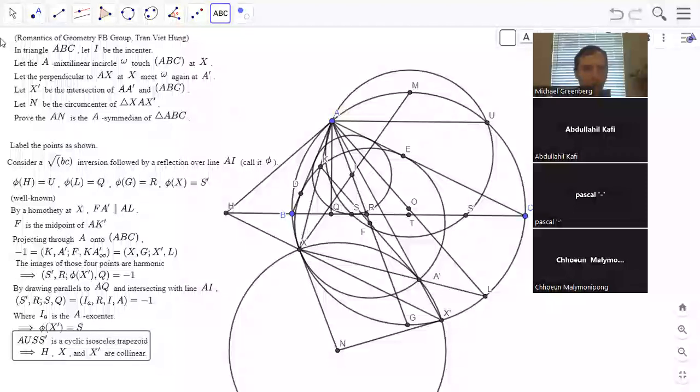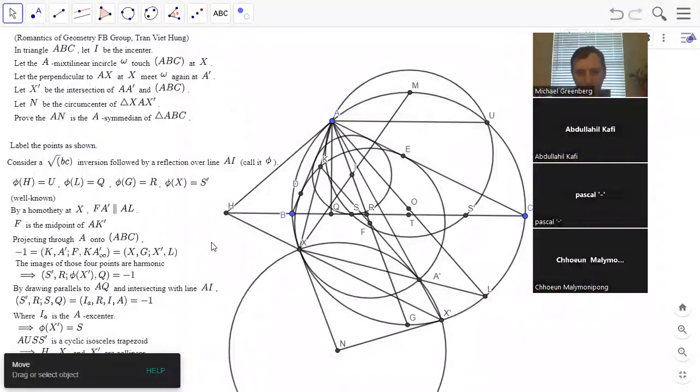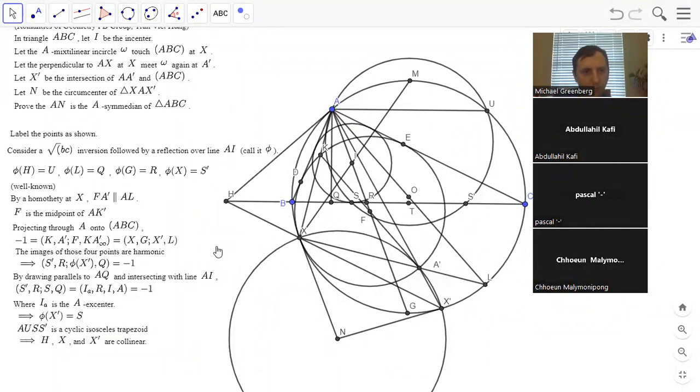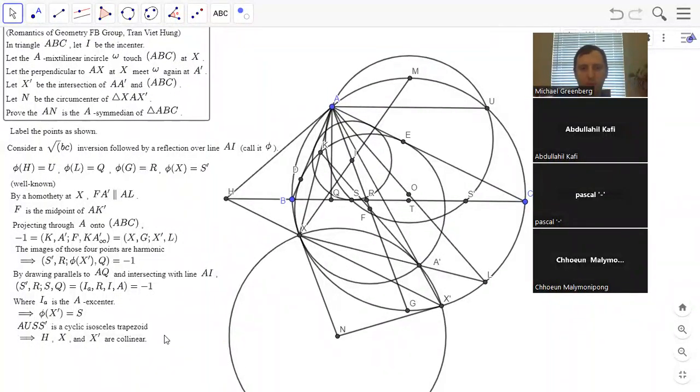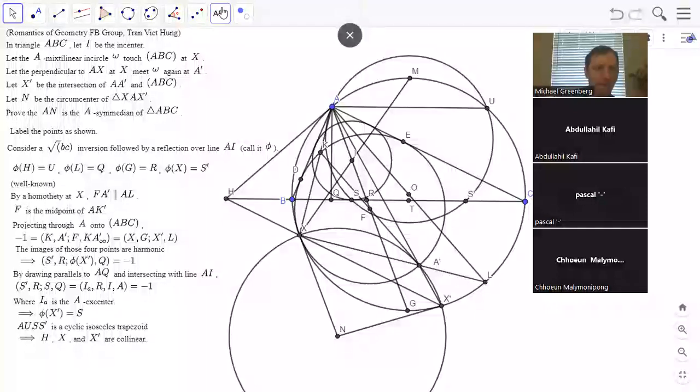And then now to finish off, we did some stuff with point N too. So we showed by an angle chase that NX and NX' are tangent. And once we know that, and H lies on the polar of N, so N lies on the polar of H. And thus AN is a symmedian. That should solve it.